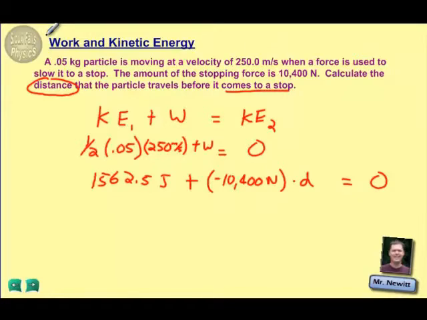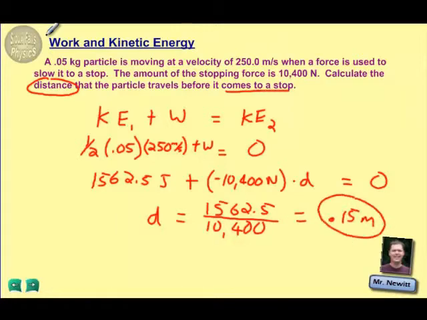So now we've got an equation here that we can simply solve for D just by doing a little simple algebra. That distance is going to end up being equal to 1562.5 divided by our 10,400. And when I do that, I'll end up getting a distance of 0.15 meters.